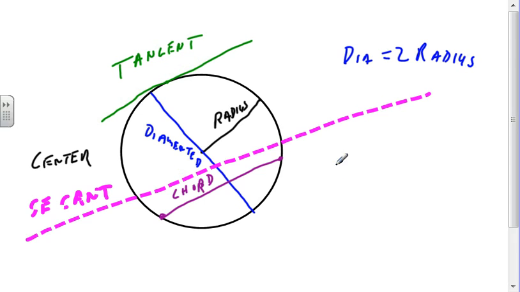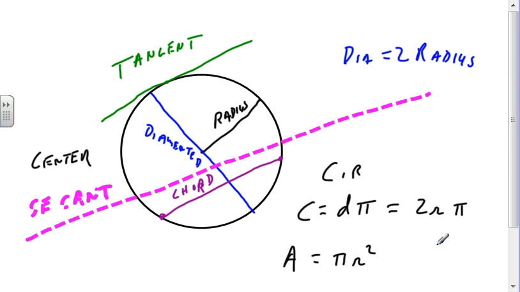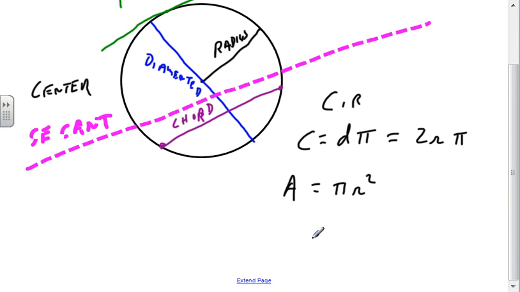So I have a circumference around the circle. The circumference can be the diameter times pi, or it can be 2r pi, twice the radius times pi. And then we have an area of a circle. Pi r squared would be the area of a circle, and that's the one we always remember, but we could put in a d there, so we could go pi d squared over 4. We could do that if we wanted to, but we don't.